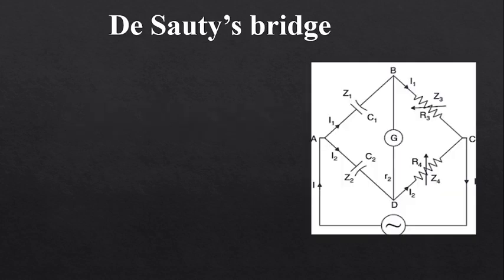Today I will be explaining all about the Sauty bridge. The Sauty bridge is the simplest method of measurement by comparing two capacitors. As you can see in the circuit diagram, we have capacitor 1, capacitor 2, and two resistors, which are connected to a main AC power voltage.